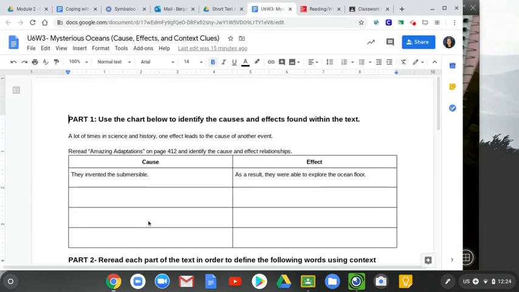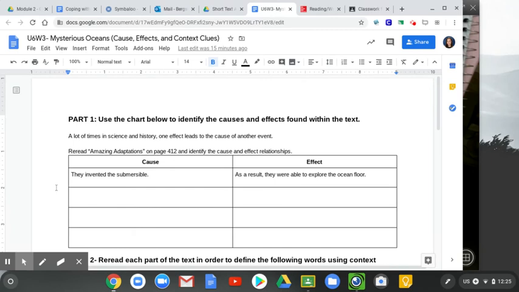So here's your assignment. The top part is on cause and effect. I've already done one for you. So they invented the submersible, and as a result, they were able to explore the ocean floor. Your job is to only reread the amazing adaptations on page 412. So it's not on the whole text, just one section of the nonfiction text. And your job is to find those cause and effects. So write as a result on the effects side so I know that you know what that means.